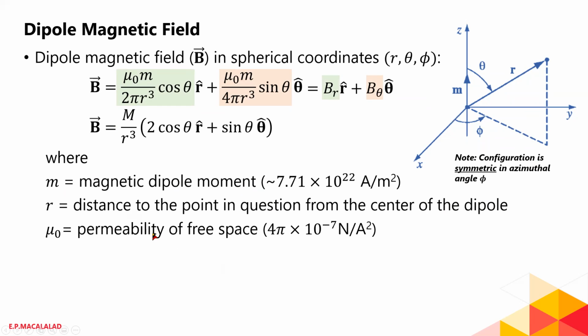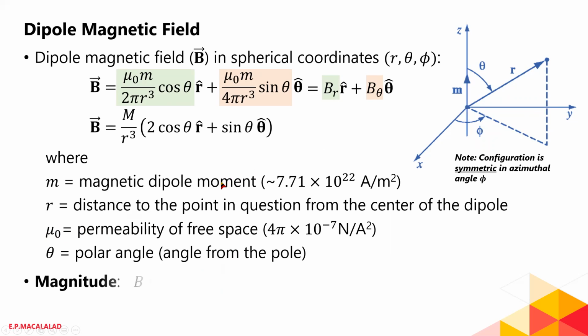Of course, we have this constant. We call this the permeability of free space. It's equal to 4 pi times 10 to the negative 7 newtons per square ampere. You can actually see this from using the Biot-Savart law, no? So this is actually a constant associated with magnetic fields. And then theta is the polar angle, so that's the angle from the pole. So this is your zenith angle.